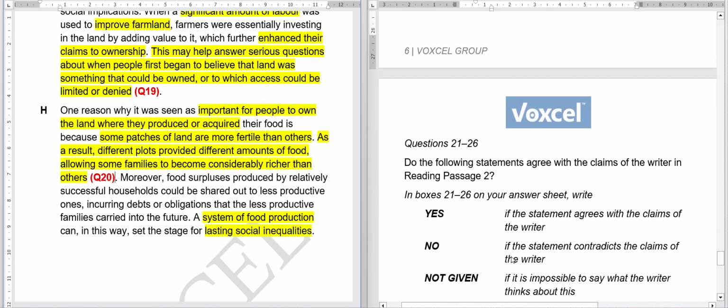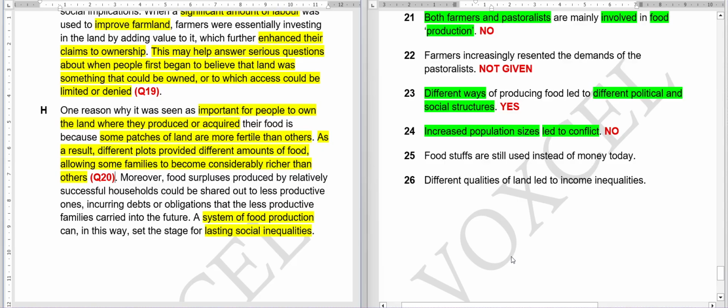Now, moving on to the true, false, not given. So, is there any mention of foodstuffs that are still used today instead of money? No, there is no mention of that. So, because of that, our answer to this will be not given.